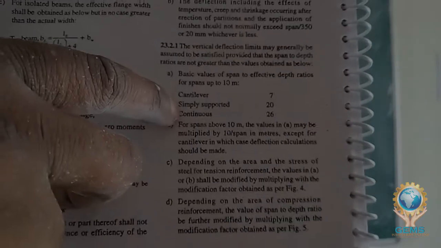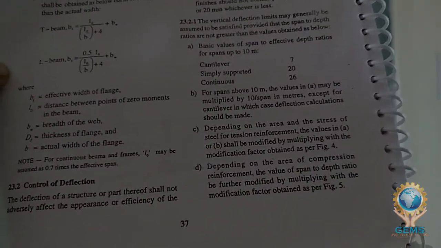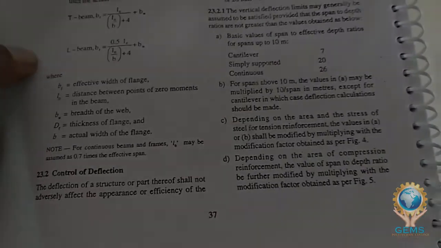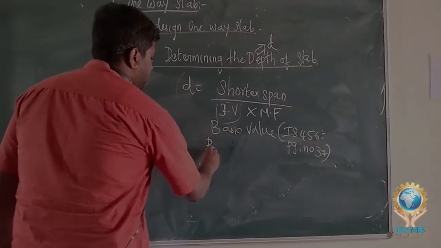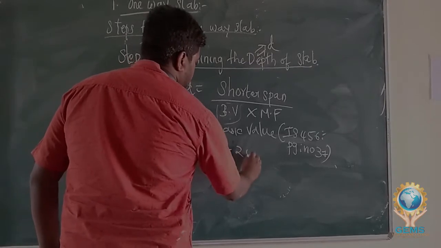For cantilever, how much is the basic value? It is 7. For simply supported, it is 20. And for continuous, it is 26. So our one-way slab comes under simply supported only. One-way slab and two-way slab are simply supported only. So what is the basic value according to the code book? Basic value is nothing but 20.